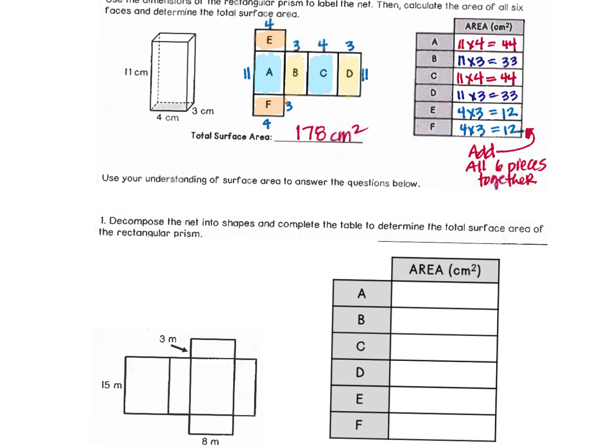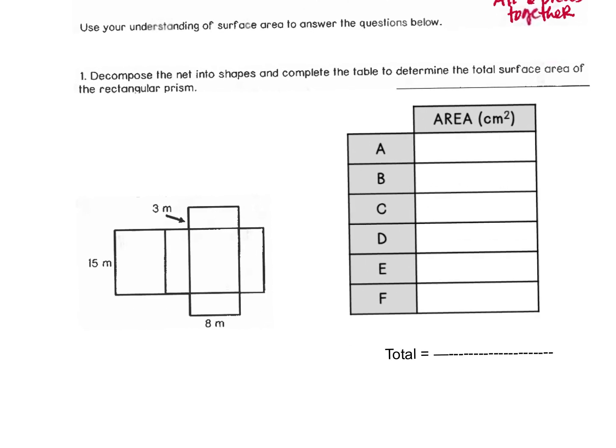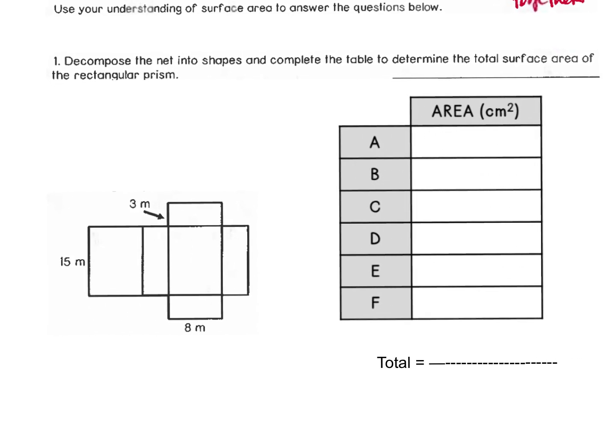So now let's try to do one on our own that's not already set up for us. The question says, decompose the net into shapes. That means take this apart and look at all the pieces individually. Complete the table to determine the total surface area. So that's my goal, is to get the total surface area, just like the last one.